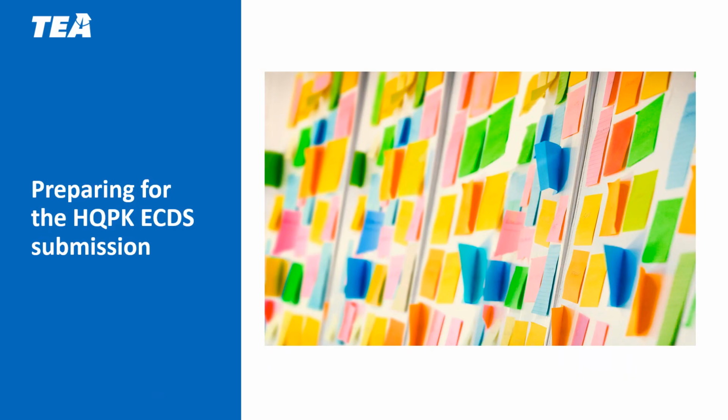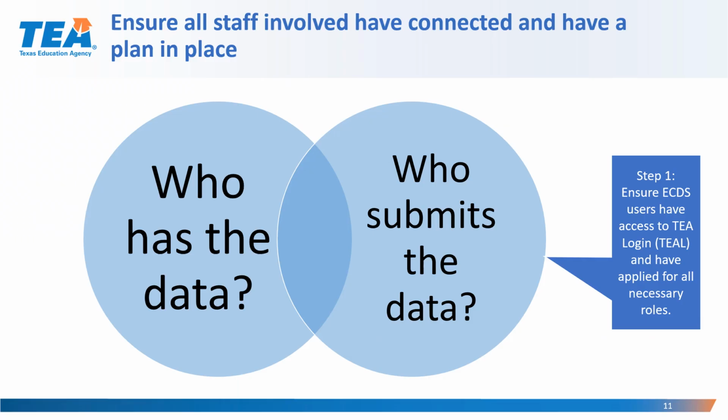Preparing for the high-quality pre-kindergarten ECDS submission. As you prepare for submission, it is important to ensure that all staff involved in collecting data and submitting data have connected and have a plan in place. For example, if you are the program person who has access to the data, but not the person responsible for submitting the data, you will want to be sure to connect with the person in your agency who submits the data. Step 1 of the process is to ensure that the person submitting the data into the Early Childhood Data System has access to the TEA login, also known as TEAL, and has applied for all necessary roles.